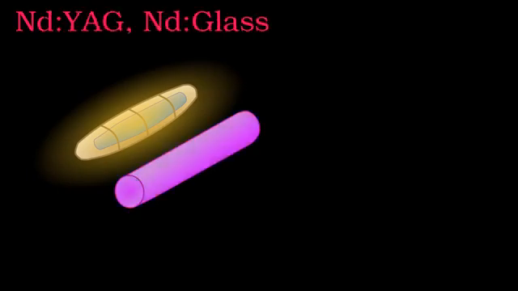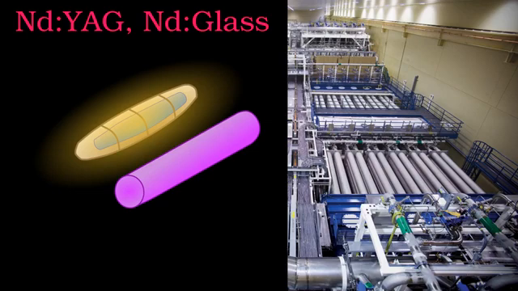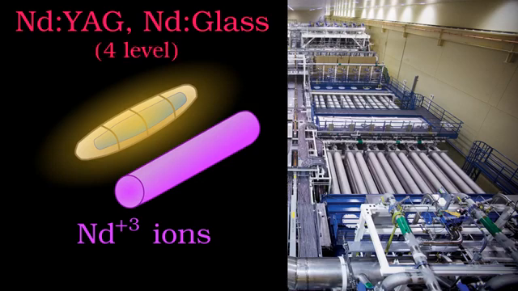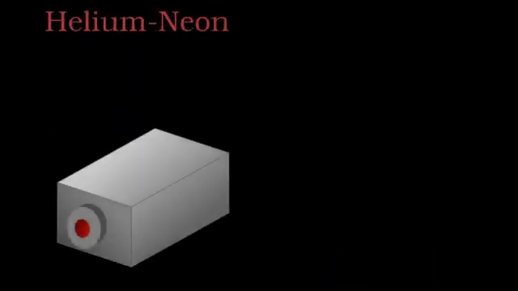A similar design with neodymium has been used to make the most powerful lasers in existence, such as those at the National Ignition Facility. Neodymium atoms, or actually ions as they are each missing 3 electrons, are embedded in a yttrium aluminum garnet crystal, or simply in glass. Again, there are different ways to pump it, but the key difference is that this is a 4-level laser and therefore more efficient.